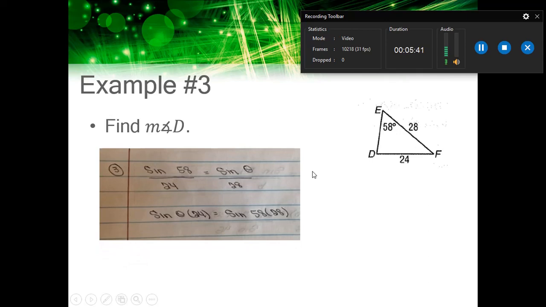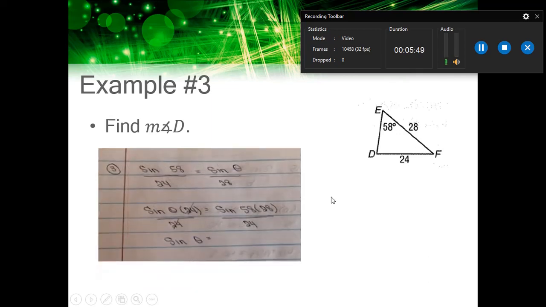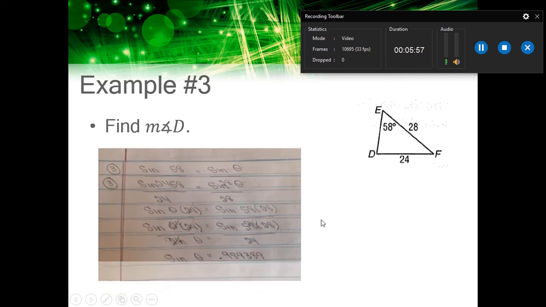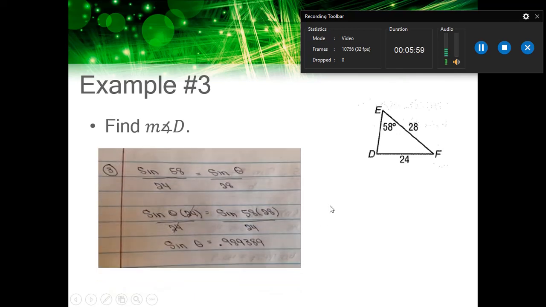We're going to cross multiply. The goal here, though, is to get sine of theta alone. So we're going to divide both sides by 24. You're going to also put this left-hand side into your calculator. We do want a decimal equivalent, so I did put a decimal on the 28. This is the equivalent. Remember, when we find an angle, we need to use the inverse function.